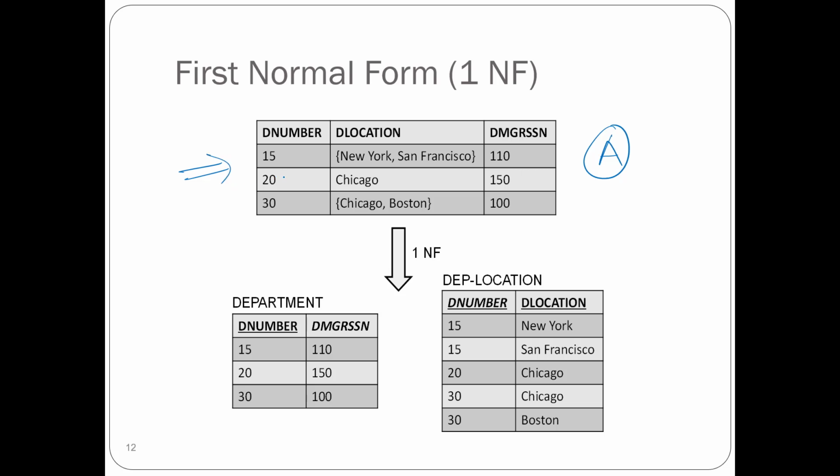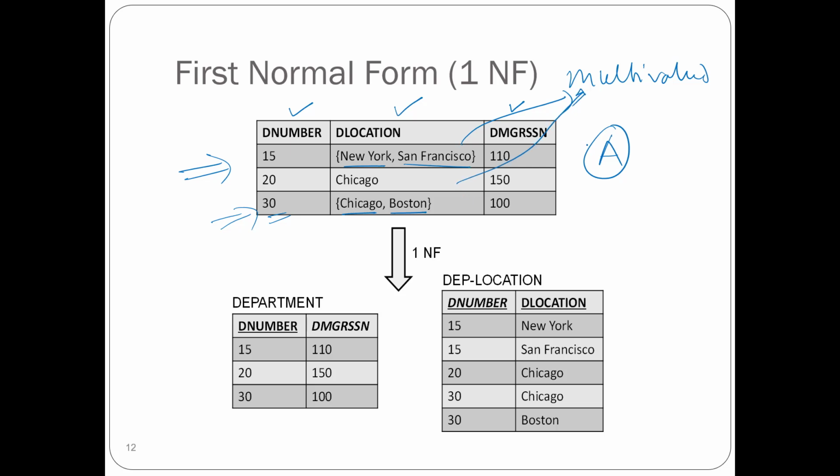And this relation, pay attention, has the attribute types D number, then D location, and DMG SSN. Now D number is fine, right? Single valued, atomic. Look at D location. Here for this department number 15, there are two locations, New York and San Francisco. So this is what? Multi-valued. Okay, and same is the case for the department number 30. For that department also we have two locations, Chicago and Boston. All right, so yeah, the same thing, multi-valued.